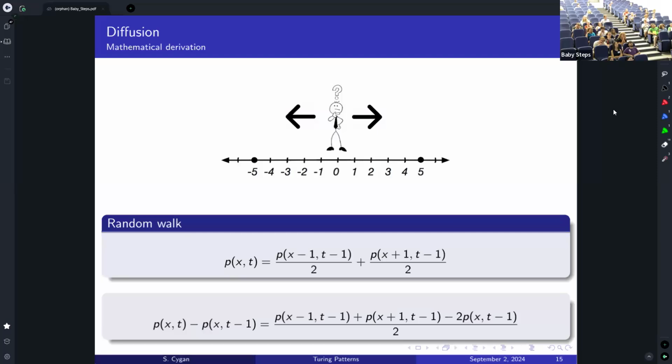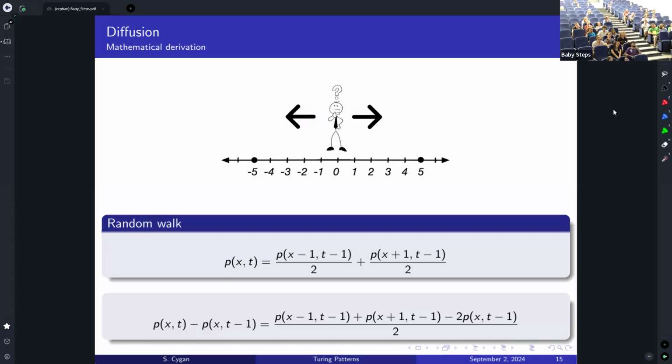Also, here we assume that this line of integers is infinite, so he can make as many steps to the left or as many steps to the right as he wants. However, in the real world, this is not the case.